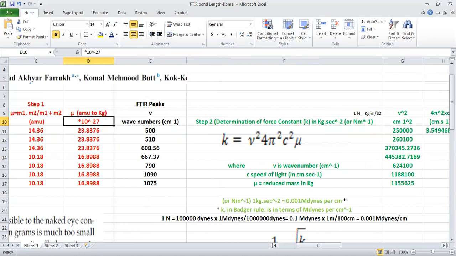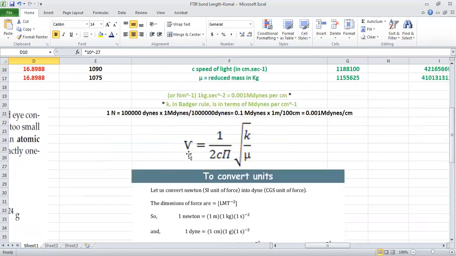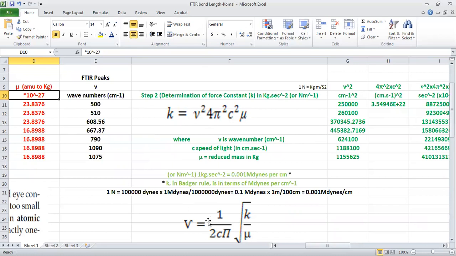So now the second part is to calculate the force constant, because this is required first, and then we will put this value in the formula to get the bond length. So this is the formula. This is the mu, and when you get the value, k will be equal to this. This is the direct conversion. You can first take the square, and due to this, when you take the square root, this will be the mu. This is the simple conversion.